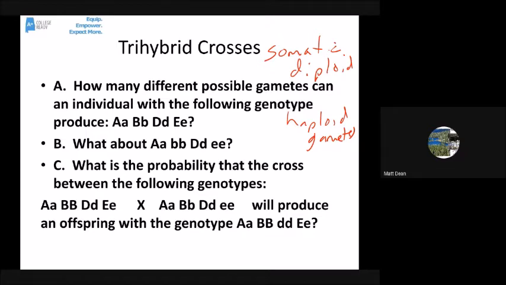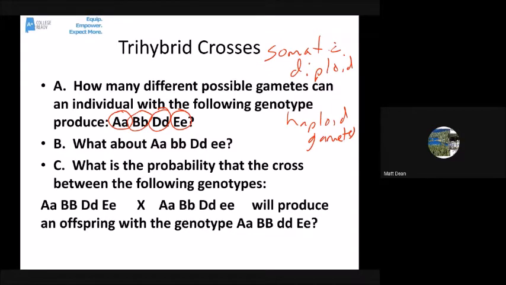But essentially what you need to know is that for the A genes in this situation, there are 2 different options, either a dominant big A or a recessive little a. Same for the B genes, same for the D, same for the E. So when you're determining possible gametes, remember that each gamete can get a random combination of each A, each B, each D, each E. We're assuming that none of these genes are linked. We're assuming they're all on different chromosomes.